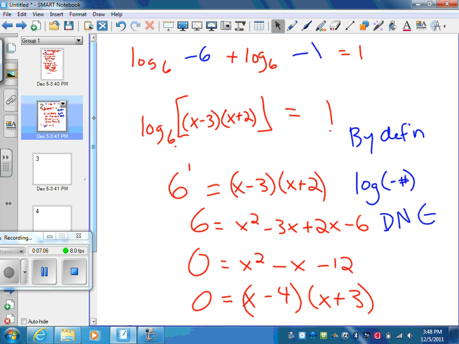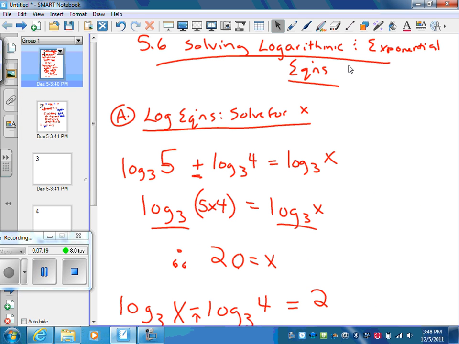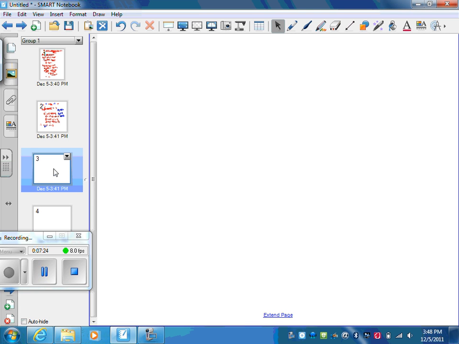Okay, so that was case 1, where we are solving logarithmic equations for x. Case B is when two numbers are logarithms. If the logarithms of two numbers written in the same base are equal, then the numbers must also be equal. So let's look at a case here.